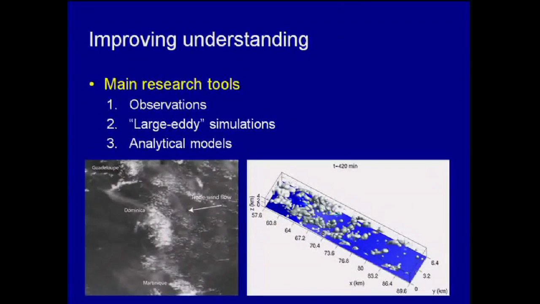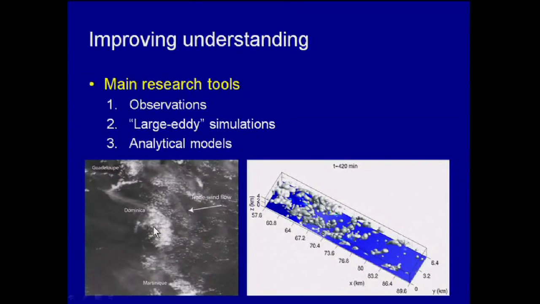So I'm trying to do two things. I'm trying to improve understanding and improve prediction. They're closely linked, but they are two different areas. To try to understand these processes better, I use a variety of different techniques. One is observations. We have routine observations from satellites, from radars, from surface stations, radiosondes, and we also have intensive field campaigns, one of which I just took part in over this island of Dominica in the tropics.